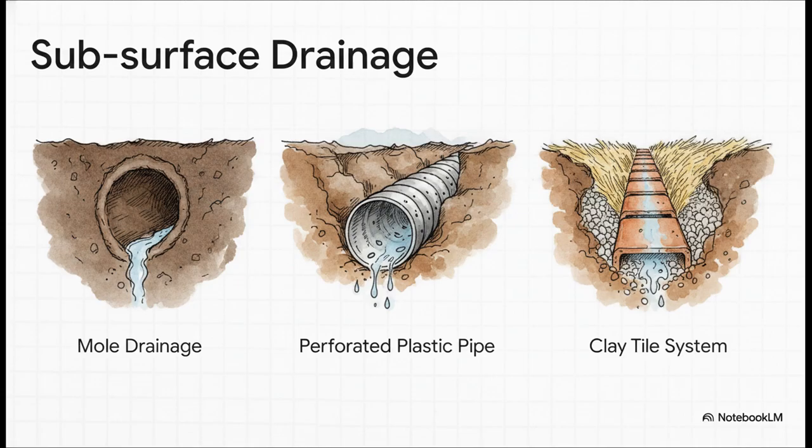Then we have perforated plastic pipe. This is the big one. It makes up about 90% of all underground drain installations today. Water simply moves through the perforations to an outlet ditch. Finally, there's the older clay tile system, using 30 to 40 centimeter individual pipes buried in a ditch with straw or gravel. It works, but high installation costs make it pretty rare nowadays.